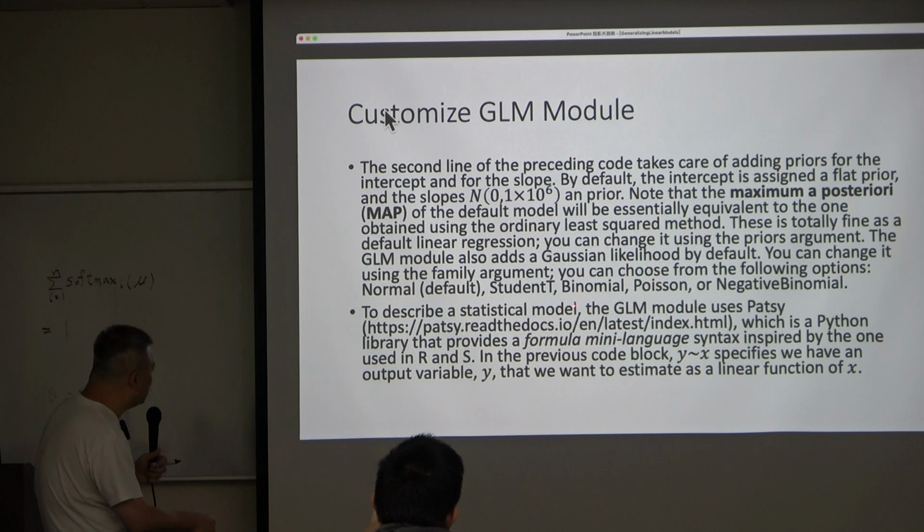To describe a statistical model, the GLM module uses Patsy. Patsy is a Python library that provides a formula mini language syntax inspired by the one used in R and S. In the previous code block, Y tilde X is the Patsy syntax. This specifies that we have an output variable Y that we want to estimate as a linear function of X.